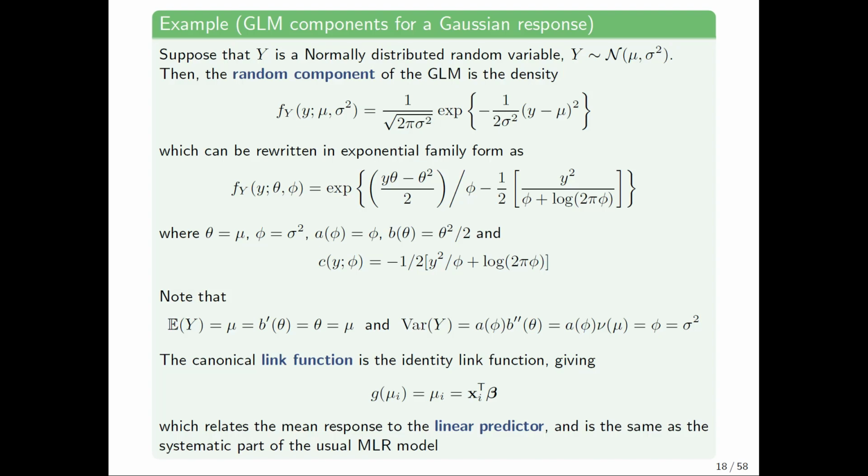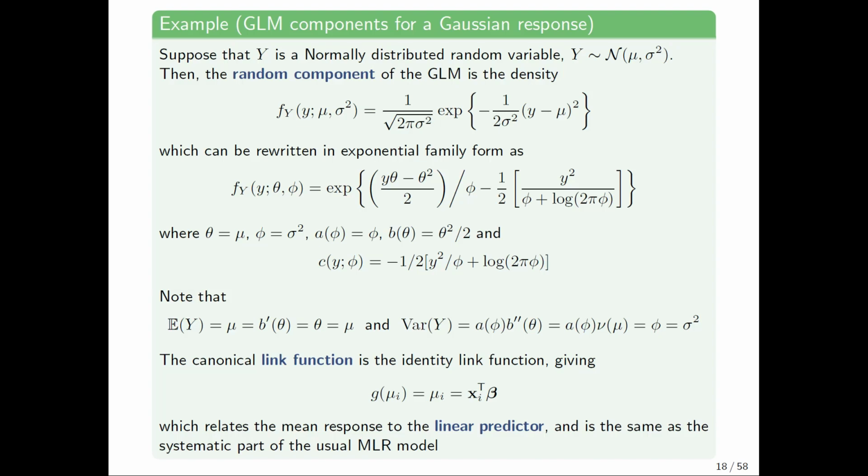So applying the rules, the mean is the first derivative of the function b, which is theta, which equals mu. That's as expected. The variance is a of phi times the second derivative of b, which gives phi. Phi is equal to sigma squared. Again, that's correct because that gives us the variance of the normal distribution, and it's unrelated to the mean.